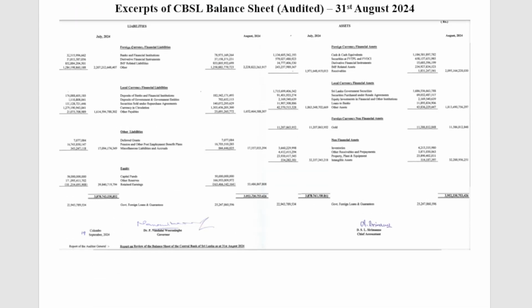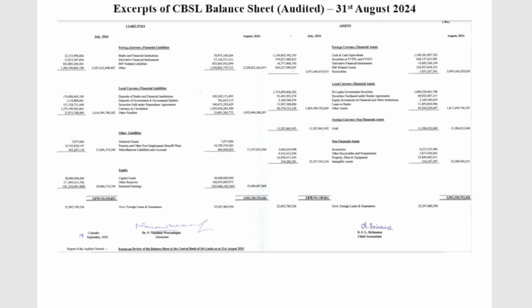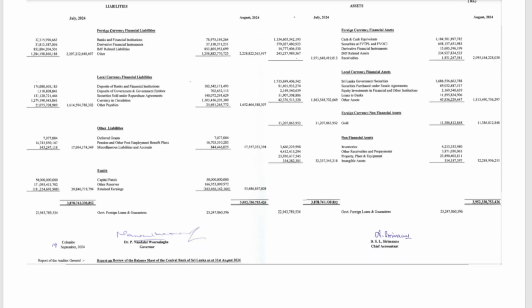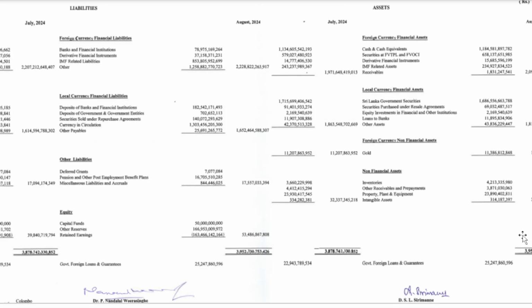This is the audited central bank balance sheet as at 31st August. Here we can see assets of central bank, foreign exchange assets. Those are mainly foreign currency and also gold reserves, and it totals over 2100 billion LKR as of August 31st. In the case of liabilities, which includes IMF liabilities as well, totaling to over 2.2 trillion LKR. So this is the balance sheet of CBSL as of 31st August.